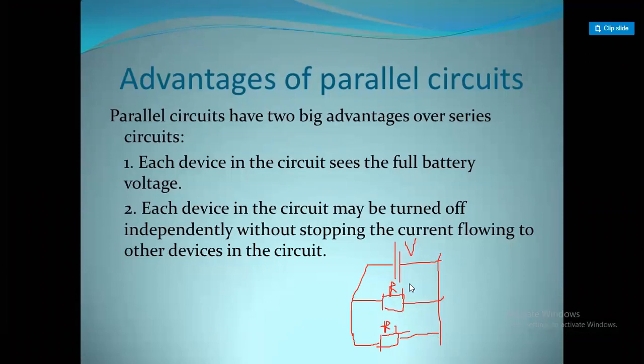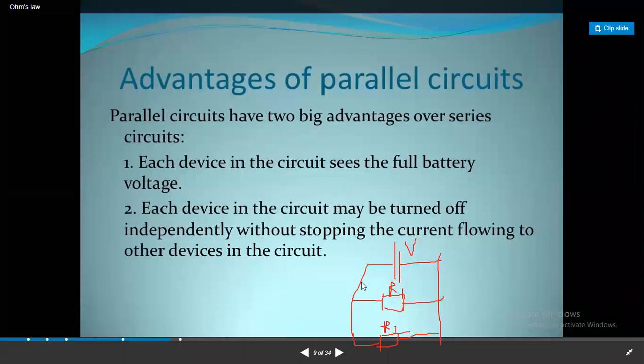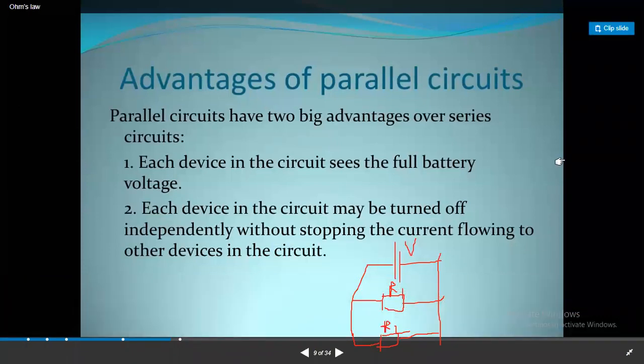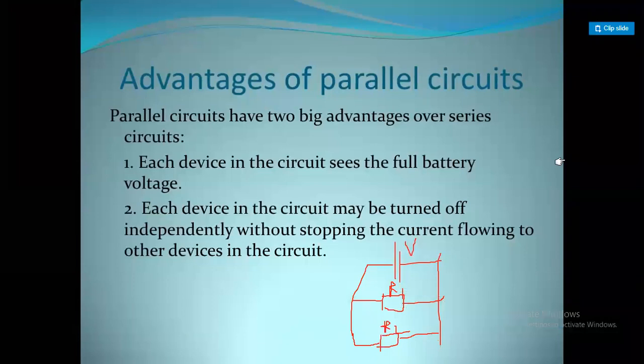The disadvantage of this one is that the current is shared. You can see some part of the current comes over here, and this current is shared among these two. So the disadvantage is that if you want to operate a device using a higher current, sometimes a parallel circuit may not be suitable for that. That is the disadvantage of a parallel circuit, right?